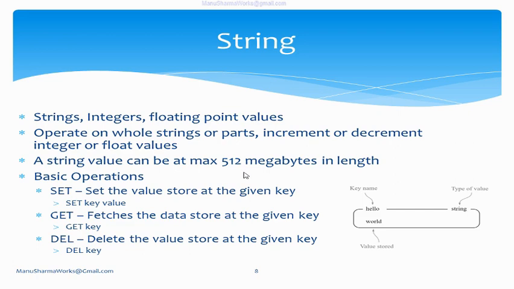And these are the basic operations. Set writes the value to the key. If you look at this, it is a string data type, and it has the key hello, and the value saved is world. So the set command we can use as: set, key is hello, and then value is world.